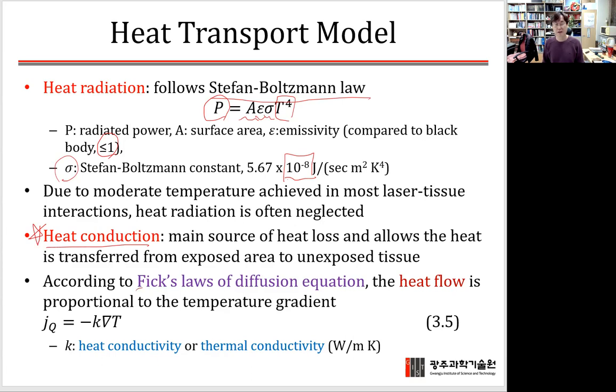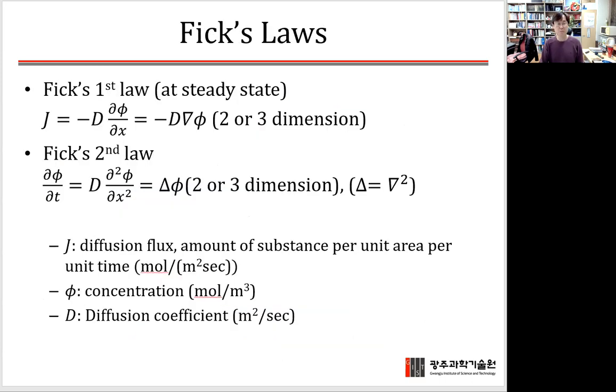So when we look at Fick's law or the diffusion equation, the heat flow is proportional to the temperature gradient. Here, heat flow J sub Q can be described as minus K, which is heat conductivity, times del T. Here del T is the three-dimensional gradient of the temperature. So let's go back to Fick's first law because we need to look at this first.